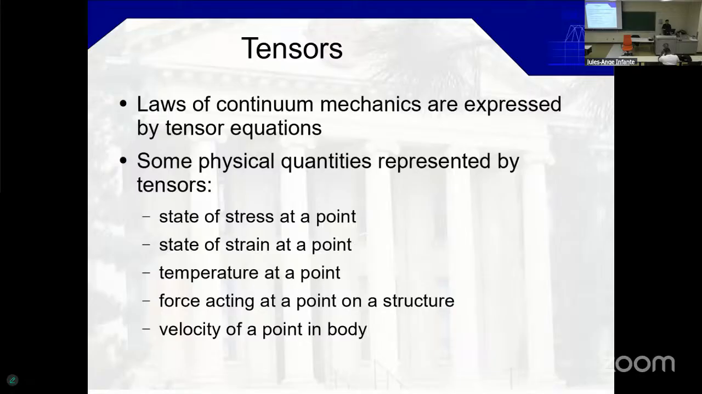And what can you represent with tensors? Well, you can represent the full state of stress at a point, or the state of strain at a point, the temperature at a point. Temperature is easier in a sense because it's a scalar value in itself, but even a scalar can be represented as a tensor. A force acting at a point on a structure, velocity acting on a point in a body.